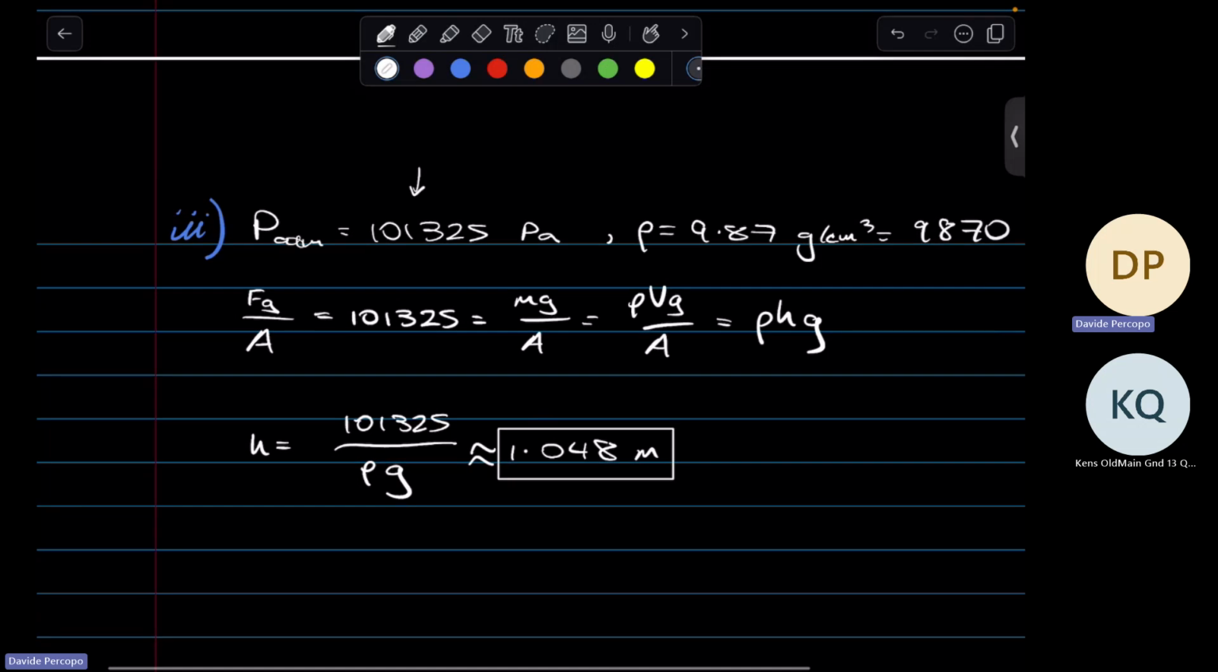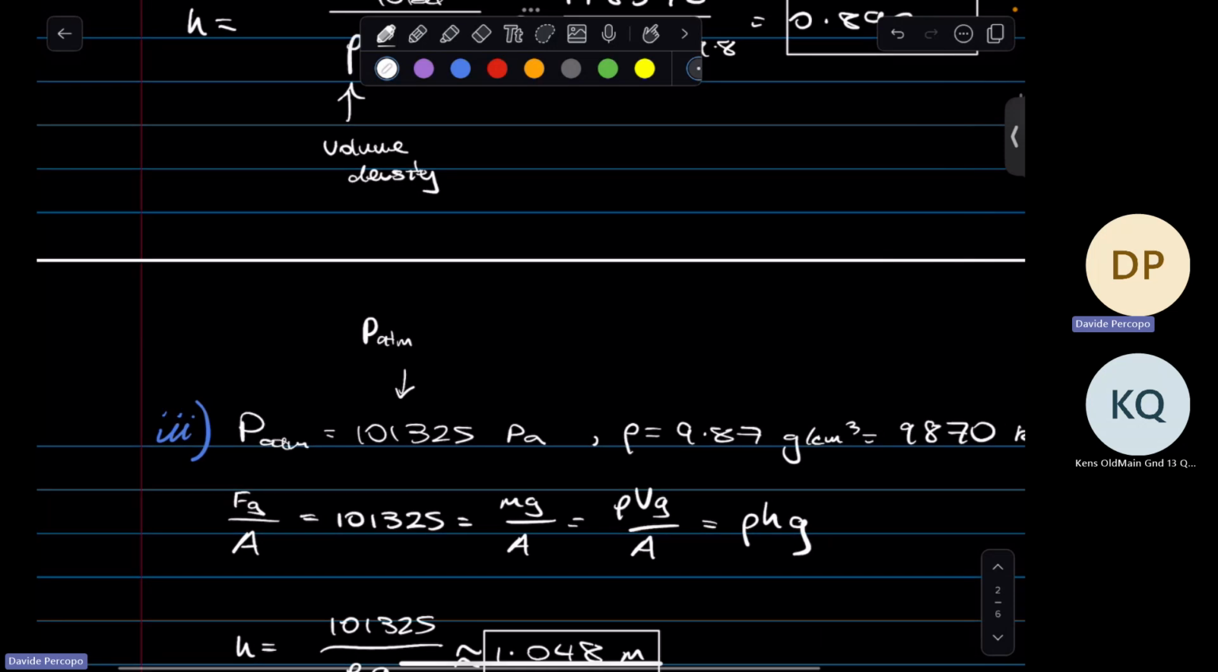That's the atmospheric pressure. That's just on the formula sheet. I think, yeah, that's on the formula sheet. Yeah, okay, cool. Formula sheet.